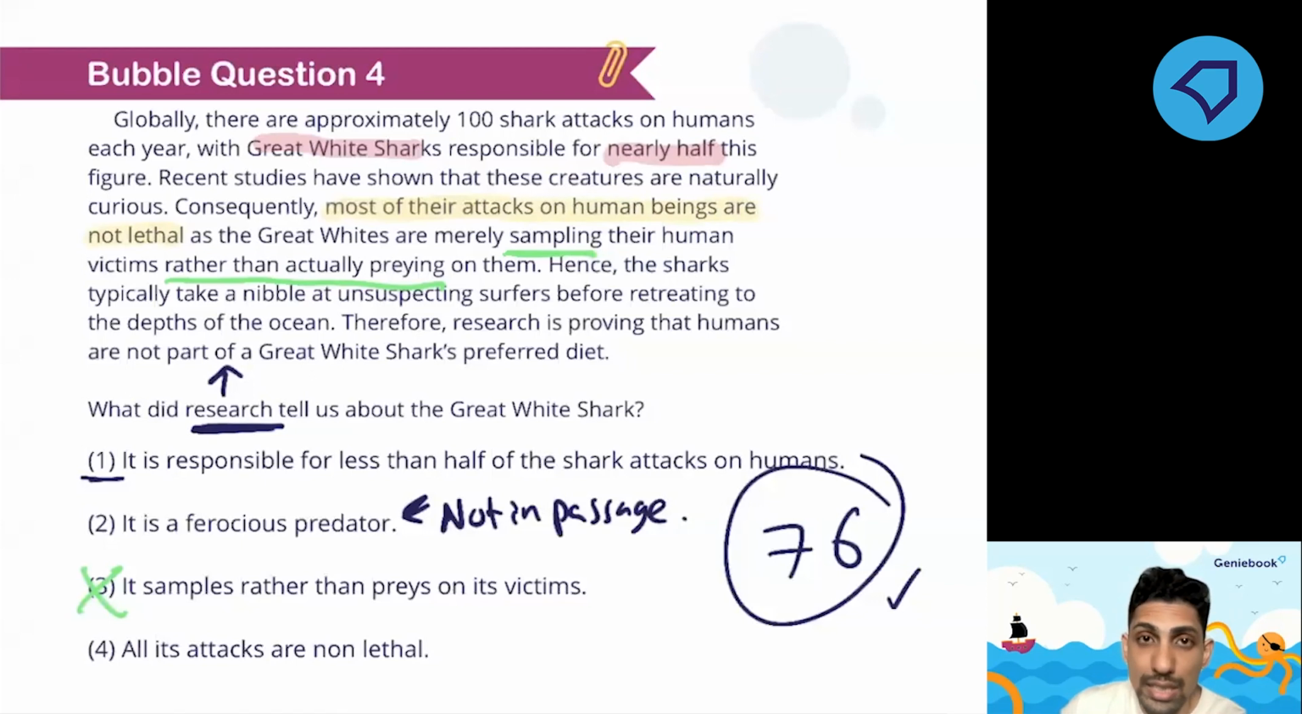Lethal means they kill. Yeah, lethal, to kill. A lethal poison is a poison that kills. It doesn't just give you a tummy ache. It doesn't just make you feel sick. It kills. That's lethal. So a lethal attack is an attack where something is killed. Okay, so most of the attacks are non-lethal, but obviously and unfortunately some are lethal.